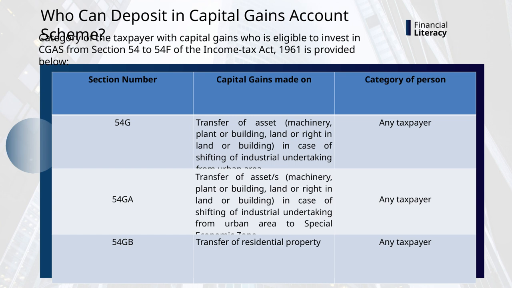Then there's Section 54GB, which is focused on residential property transfers. If a taxpayer sells a residential property, they may also be eligible to deposit in the CGAS, provided they meet certain conditions. So the key takeaway here is that the scheme is accessible to a broad range of taxpayers, anyone who is transferring these specified assets under the conditions outlined in these sections. This allows them to manage their capital gains more effectively and potentially defer taxes, which ties into our overall theme of intelligent tax planning and investment.